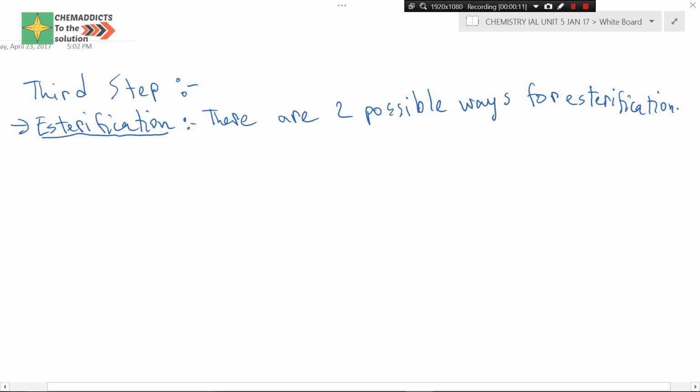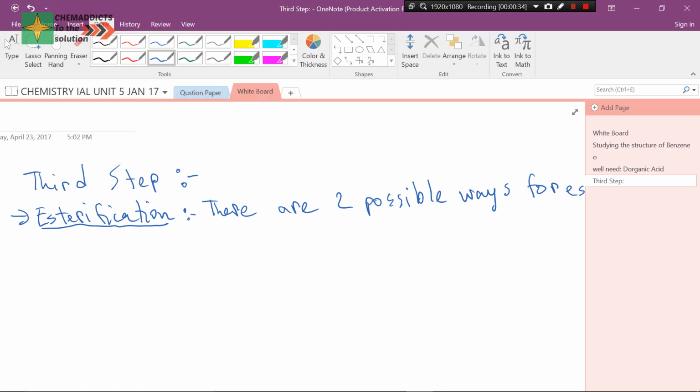Well fellas, in this video tutorial we are going to look at the third step. We will do the other possible way of doing esterification. Previously we were doing question number 21C of this question paper. So let's have a look.